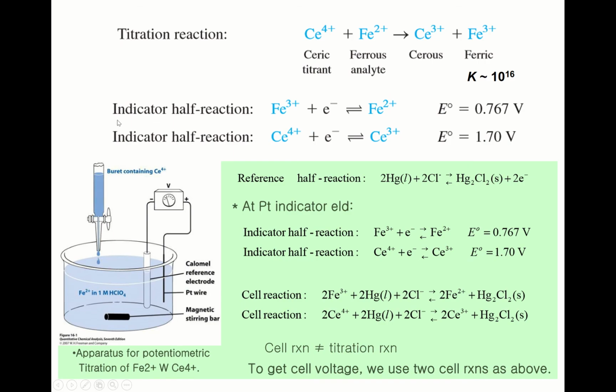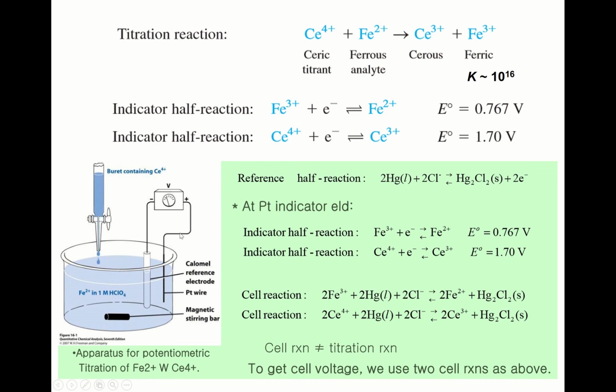So titration is being done by this setup. This is quite similar to acid-base titration, or very similar to the complex formation titration. Okay, here in the beaker you put your analyzed solution, in this case ferrous ion in 1 molar perchloric acid. And you add this acidic ion solution from this burette, drop by drop. Okay, and then you monitor the potential.